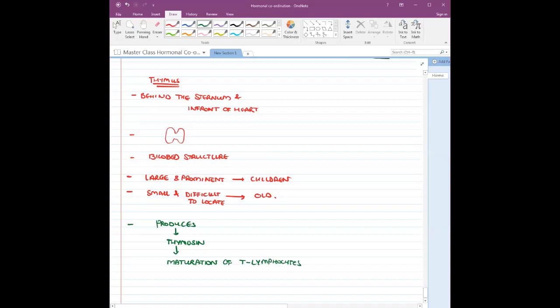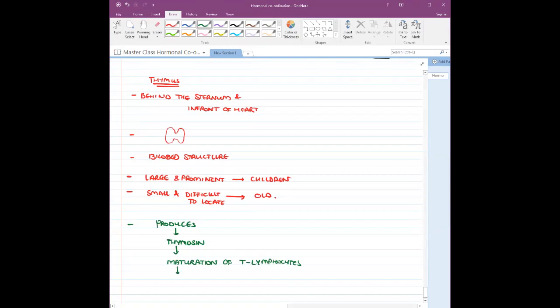Okay, so basically we have two types of lymphocytes. We have B lymphocytes and we have T lymphocytes. But guys, B lymphocytes are known as bone marrow lymphocytes because they mature in the bone marrow, and T lymphocytes because they are going to mature in the thymus. So this one produces the hormone thymosin, and thymosin brings about the maturation of your lymphocytes.